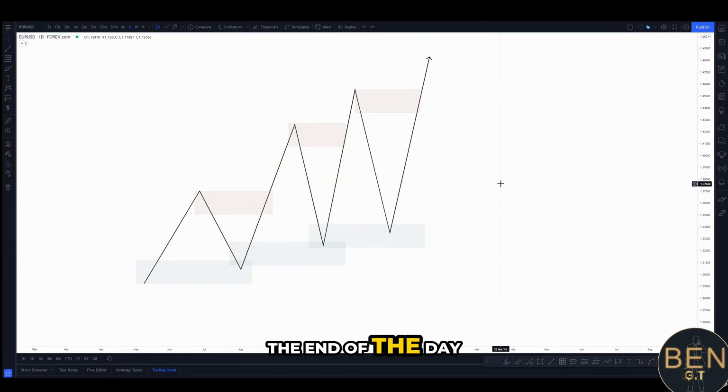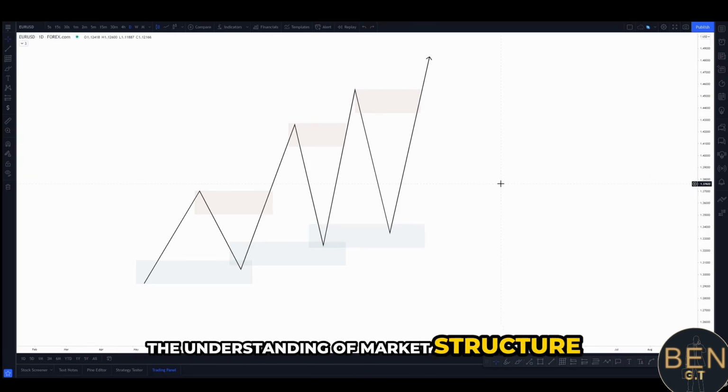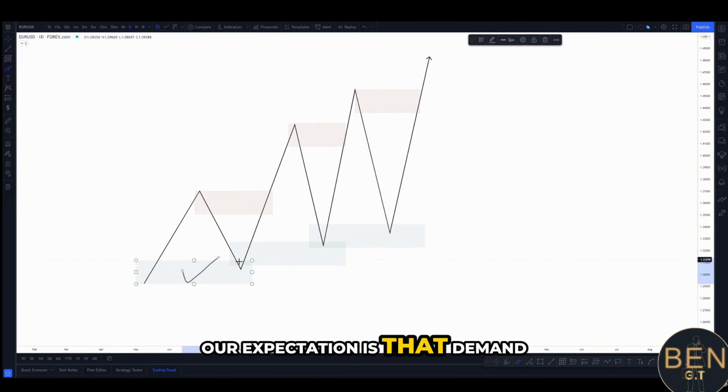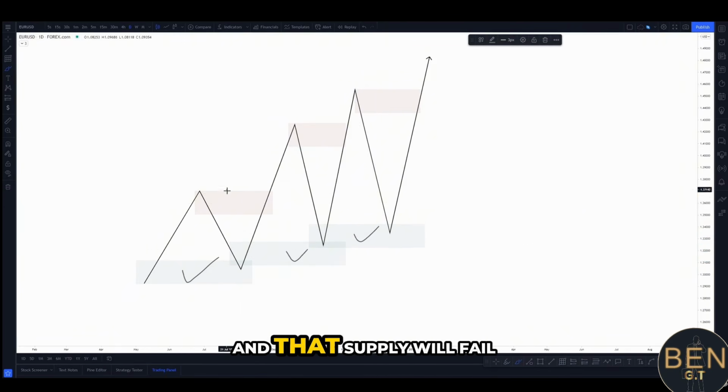Because at the end of the day, the understanding of market structure and supply and demand go hand in hand. And as we apply all of the concepts that we've learned thus far, we need to understand how they bridge together, how we can use all of the concepts together. Just to recap and summarize everything, as we are in an uptrend, our expectation is that demand will be respected and that supply will fail.